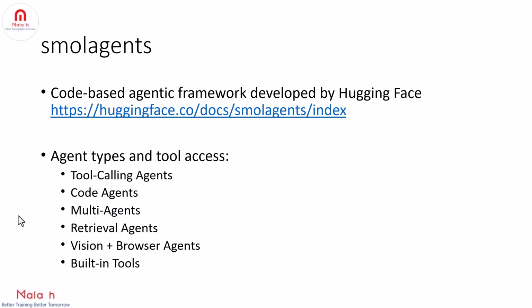So two takeaways here. We will build agents using smolagents, a code-based agentic framework. We will build tool calling agents, code agents, multi-agents, retrieval agents, vision and browser agents, and we will also use the built-in tools provided by smolagents. And the other thing is we will also learn how to evaluate an agent's response by using Langfuse. So that's the overview of different types of agents and also the tool support that smolagents offers. All right, thank you.